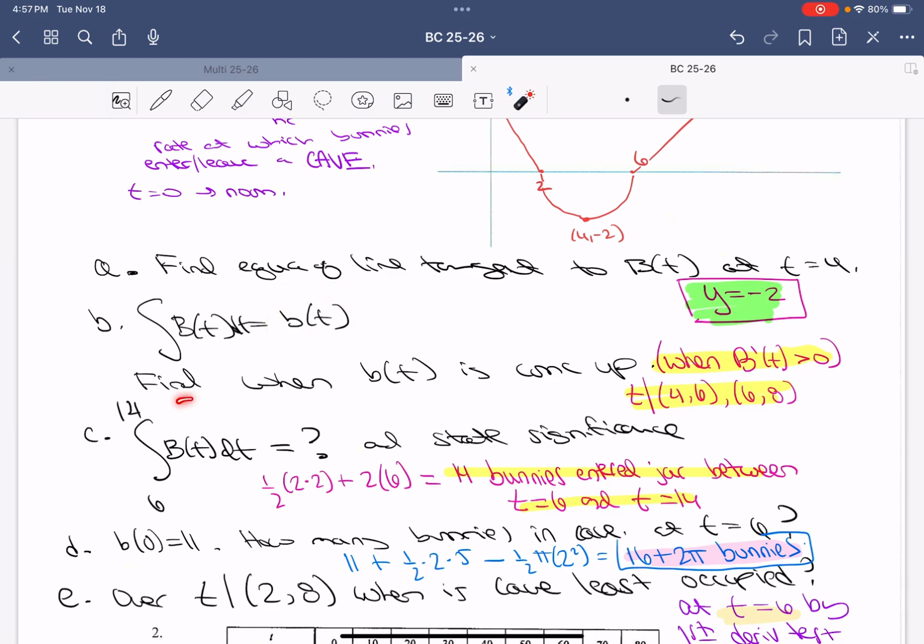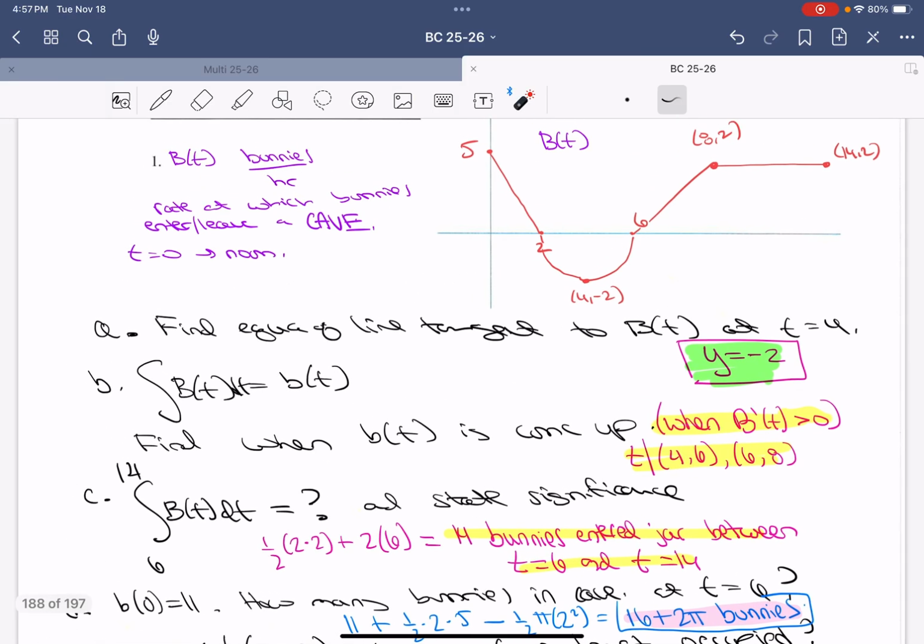And the question was, find when is b of t concave up. You want to know when capital B prime is bigger than 0. So that's on the interval of 4 to 6 and 6 to 8, because that is where B prime is positive. And capital B prime is little b double prime.